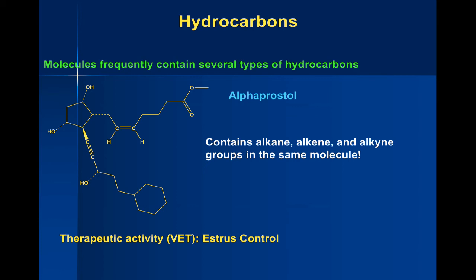Does anybody know what estrus control is? If your dog goes into heat, they've gone into estrus. So this is used to control when animals, specifically mammals, go into heat for mating purposes. So you can control that. It's kind of important to farmers and people that raise livestock to be able to control that cycle. And so they need compounds to do that.